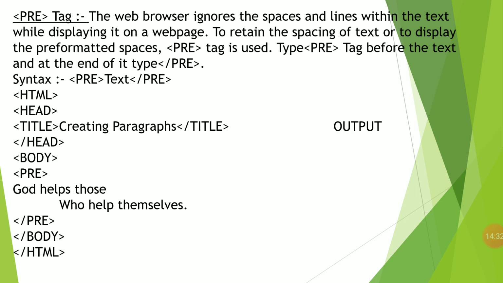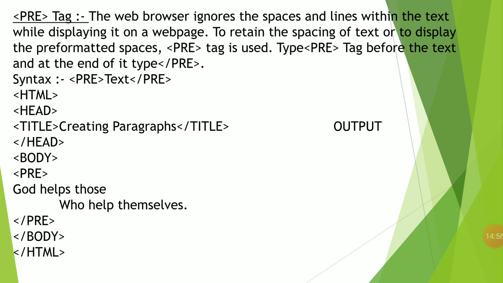But in the browser, if you want to specify a formatted text, for that we have a tag, that tag is the pre tag. Here I have mentioned the syntax of how we use it: whatever text you want pre-formatted, you have to enclose inside the starting pre tag and the closing or ending pre tag.